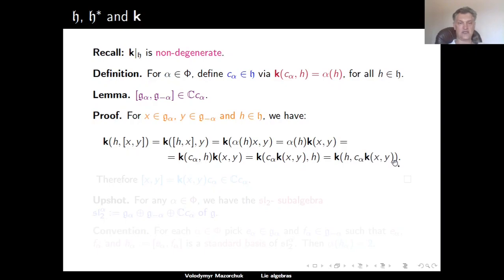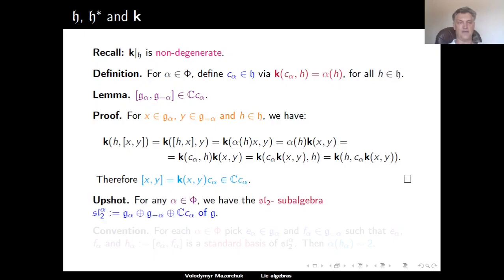Since k is non-degenerate, and this is true for any element h in H, we deduce that the commutator of x and y equals C sub alpha times the scalar k of x, y. And this is, of course, an element in the subspace generated by the element C sub alpha in our Cartan subalgebra H. We can summarize the above in the following way.